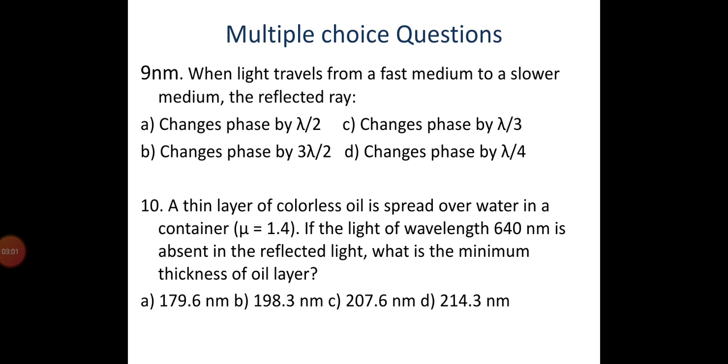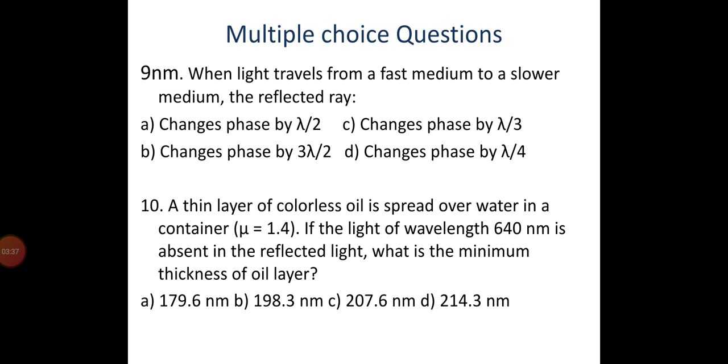Next question is, when the light wave travels from the fast medium to a slow medium, means here the velocity will be compared. If you compare the velocity, then you can also compare the refractive index by using the relation between velocity and the refractive index. Then you will be able to give the right answer. So here the reflected ray will change phase by lambda by 2, change phase by 3 lambda by 2, change phase by lambda by 3, or change phase by lambda by 4. You use the relation and try to find out the correct answer.